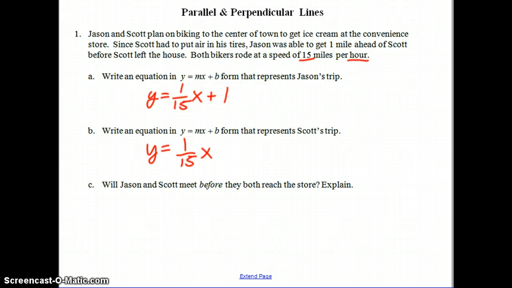Will Jason and Scott meet before they reach the store? Explain. What do you think? Well, it's no, because if they're going at the same speed and Jason's ahead of Scott, then Jason will get there first. And you guys can write that. If they're going at the same speed and Jason gets a 1 mile head start, Jason will be there first.